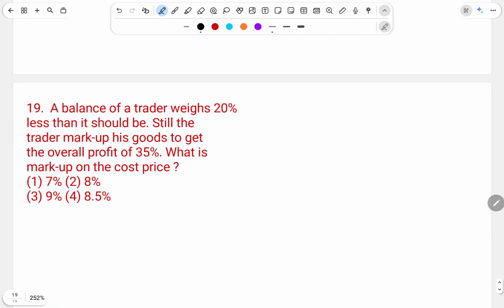A balance of a trader weighs 20% less than it should. Still the trader marks up his goods to get the overall profit of 35%. What is his markup on the cost price? The balance of a trader is 20% less than it should be. If it is 20% less, means originally it must be what? To bring back its original value, this is the formula. Actual value means error. Error is 20 by 100 minus error into 100. So 20 by 100 minus 20 is 80 into 100, which gives us 25.